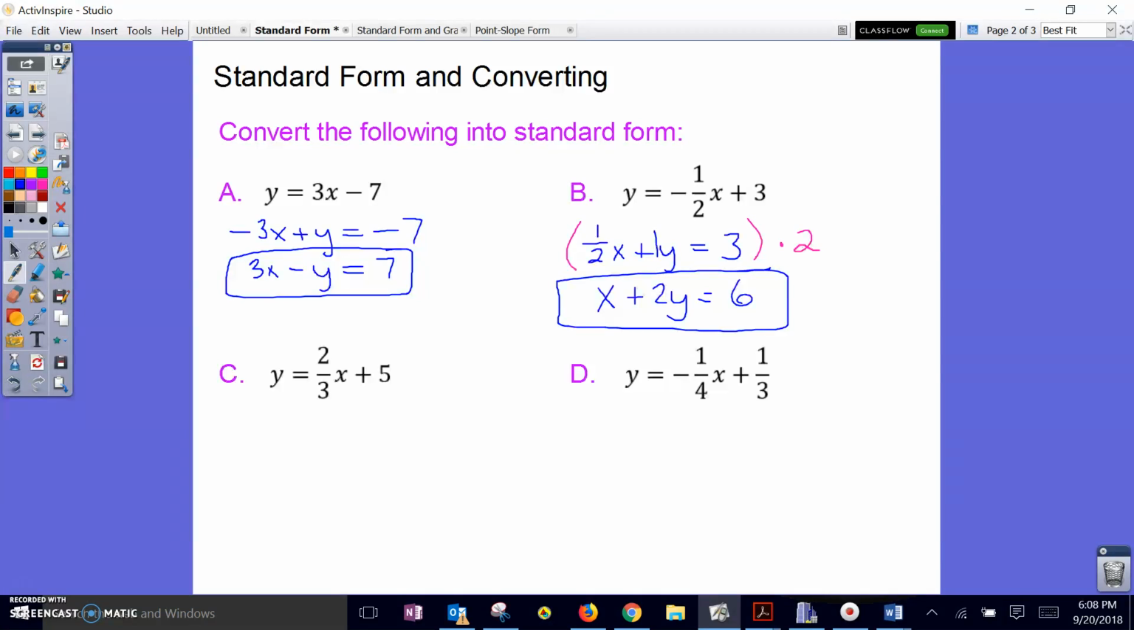Okay, next one, going to be very similar. I'm going to subtract 2/3 x from both sides to get the x's and y's on the same side. And then to get rid of the denominator in that fraction, I'm going to multiply the whole equation by 3. And that gives me -2x plus 3y equals 15. Not quite in standard form because I have a negative x coefficient, so I'm going to multiply everything by -1, which is going to change all the signs.